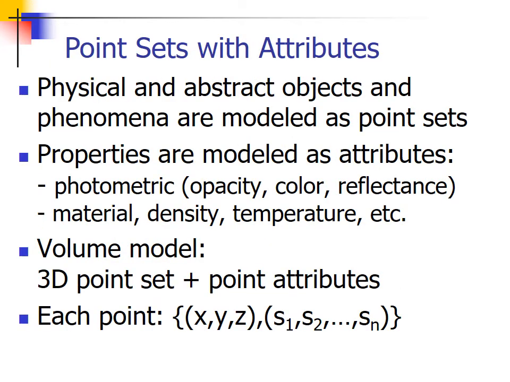Point sets are used for modeling physical and abstract objects and phenomena. Attributes of these objects can model properties of physical objects, such as photometric properties, opacity, color, reflectance, or material, density, temperature, and so on. So, a volume model is presented as 3D point sets with point attributes. Each point in this model is presented as a tuple of point coordinates in 3D space and an array of attributes.